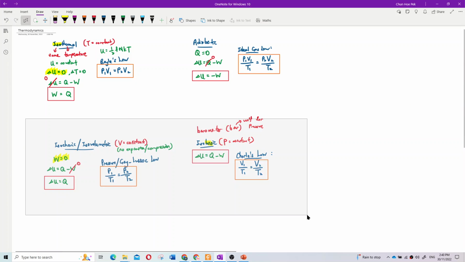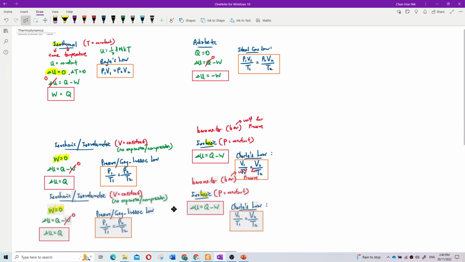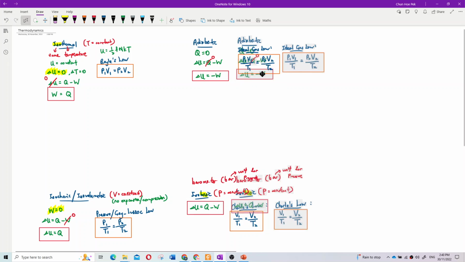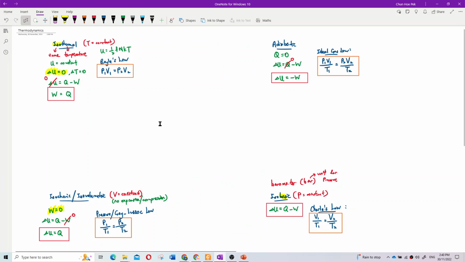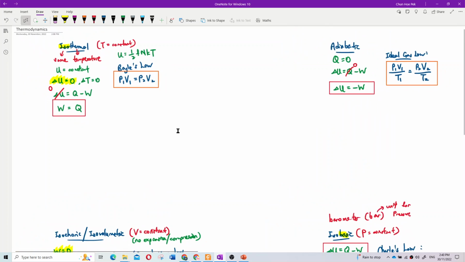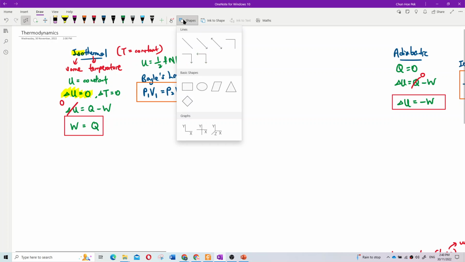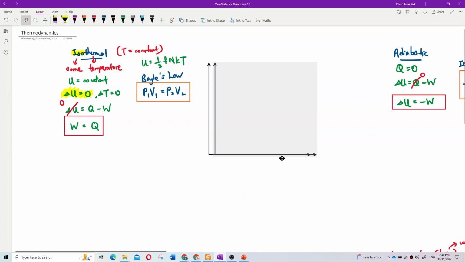Of course we need more space. All these are in your notes, but maybe certain points are not there, so you can add them. Okay, let's draw the isothermal process. How to draw this? Isothermal process.